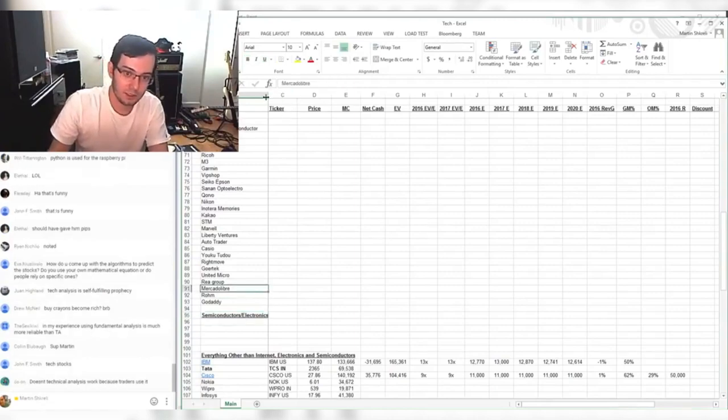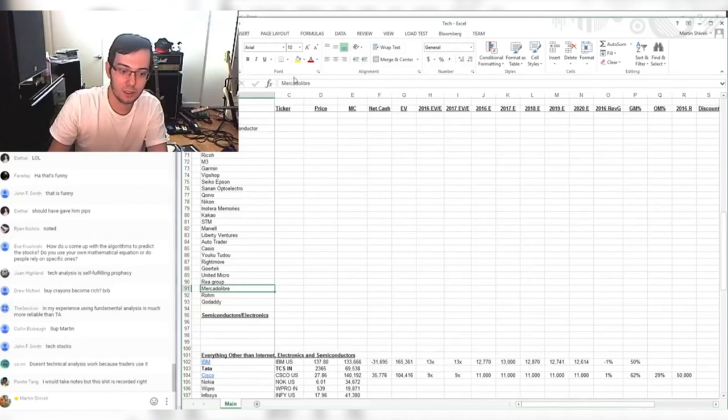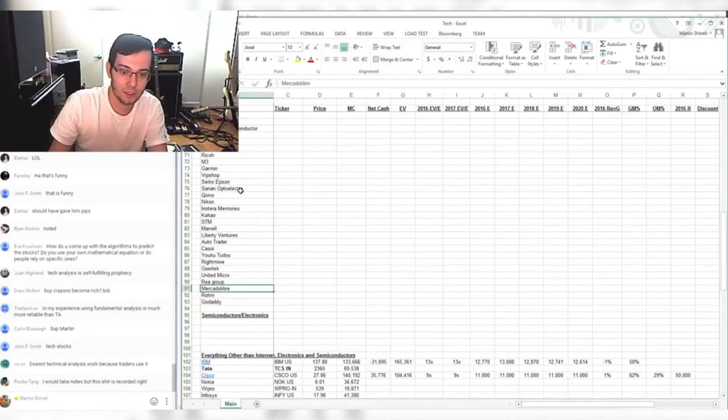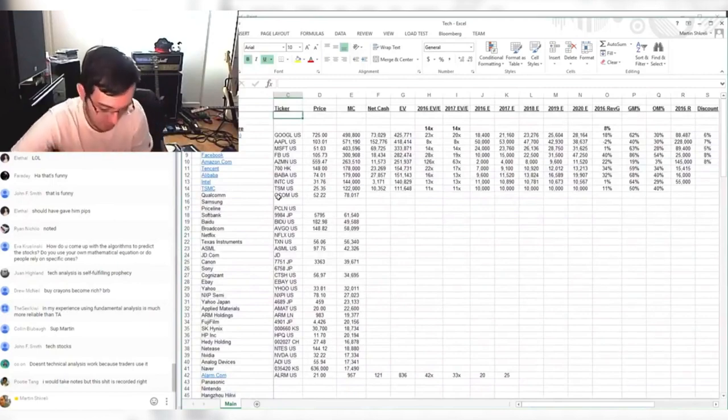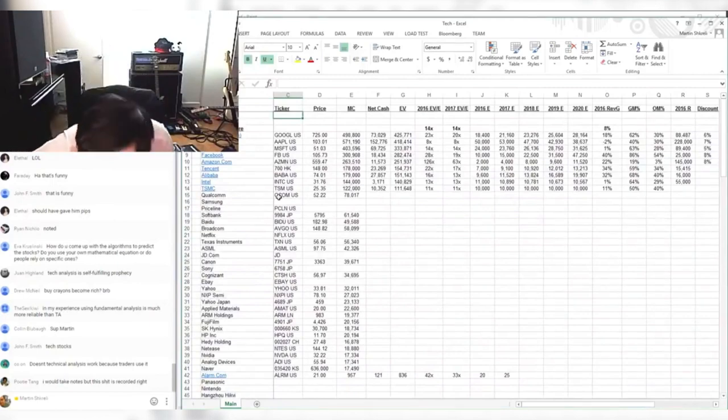No, technical analysis doesn't work because traders use it. No, traders don't use it. Maybe they used to, but most of the world's money is run a different way now.